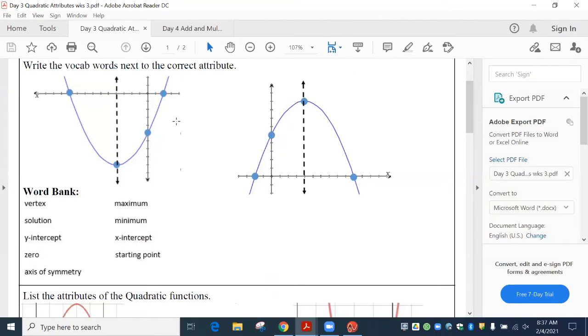So on this, what I like to start with is the vertex.